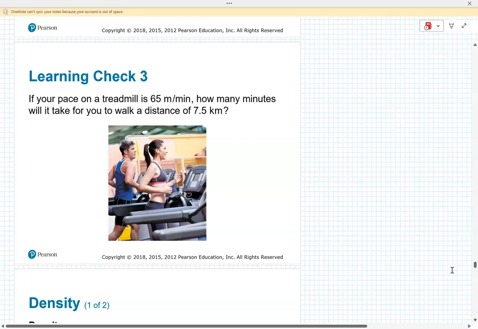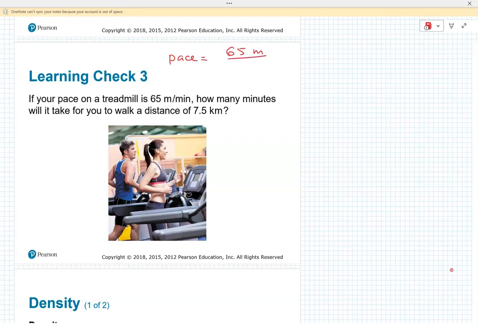And that's another one here. So 65 meters per minute. What is the starting point? You have two actually. What is the starting unit? That's the conversion factor. You see what I'm saying? Your pace equals 65 meters per 1 minute. You see, this is the conversion factor.